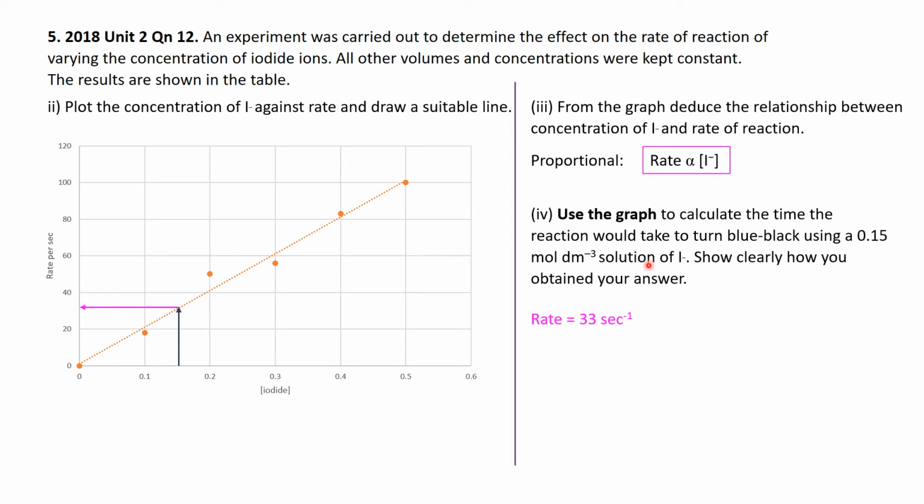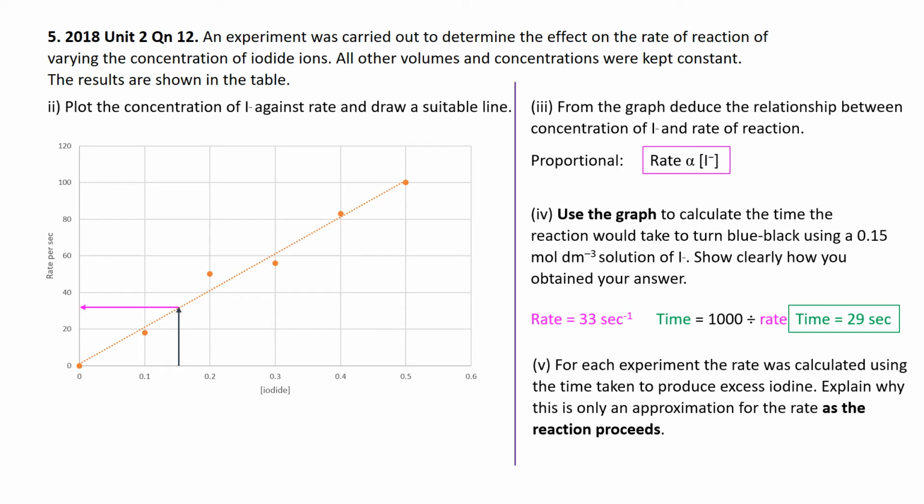Now, of course, it didn't want the rate, it wanted the time. Well, the way we got the rate, if you remember, was we took the time and divided it into 1,000. So the relationship between rate and time is 1,000. So in this particular case, the time is going to be that 1,000 divided by the rate, which is 29 seconds.